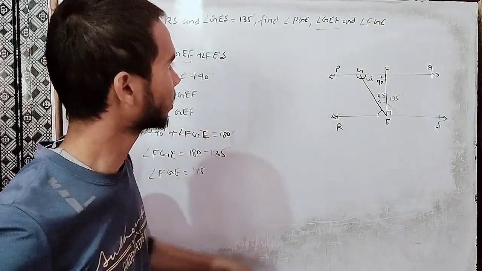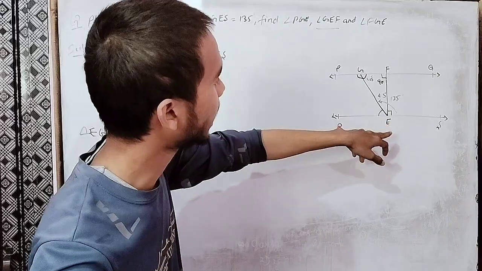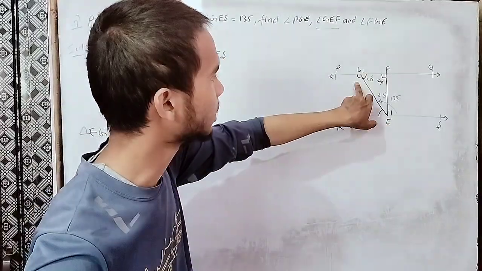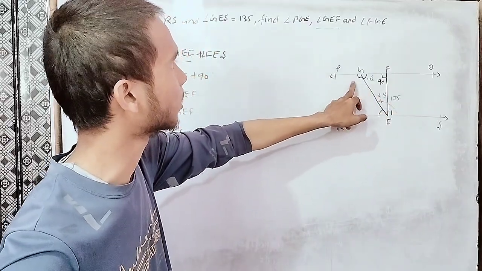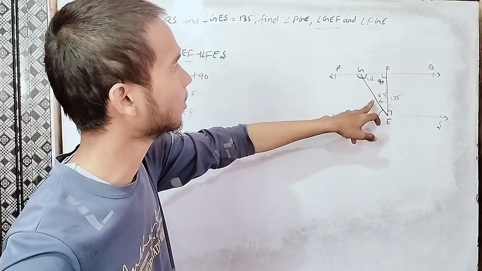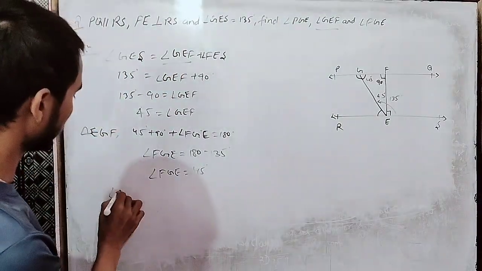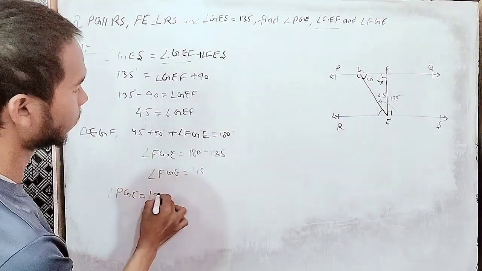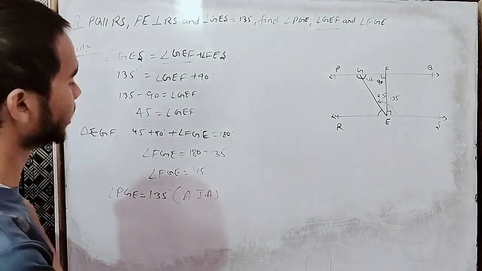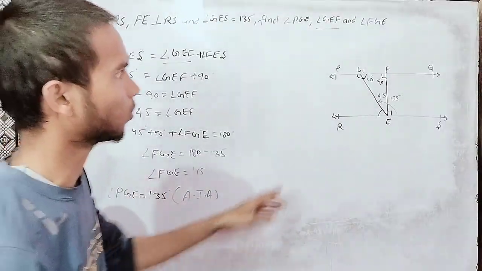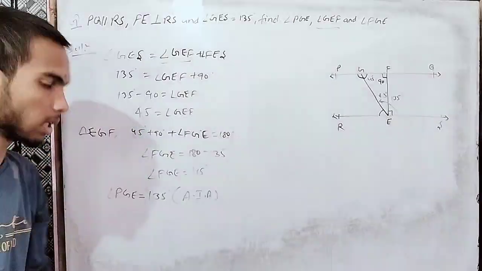Now we have left to find out the value of this angle, PGE. This would be 135 because the reason is alternate interior angles. So PGE would be 135, reason alternate interior angles. Now 135 and 45 would be how much? 180. This is how we check our answer.